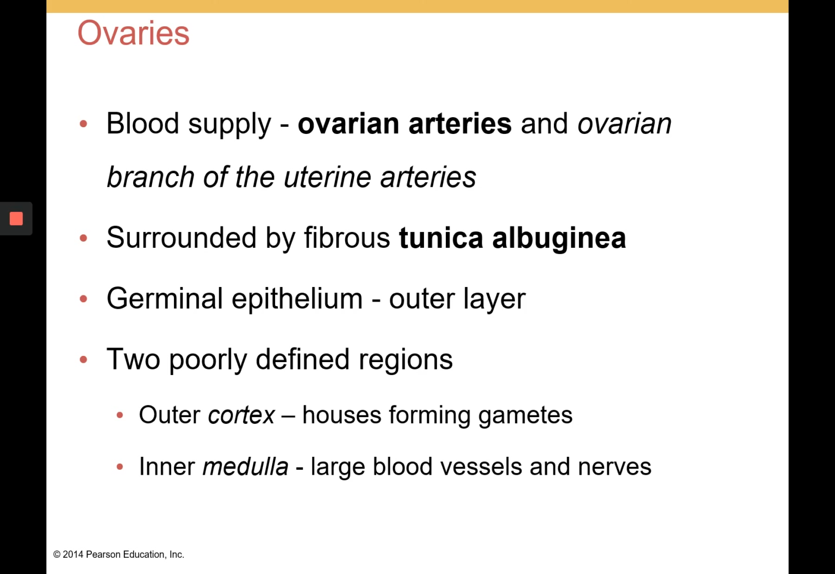Next, we're going to look more at the ovaries. The blood supply to the ovaries includes the ovarian arteries and a branch of the uterine arteries called the ovarian branch. The ovaries are also surrounded by a fibrous tunica albuginea, and they have an outer layer of germinal epithelium. They have two poorly defined regions, an outer cortex and inner medulla. Keep in mind, it is very poorly defined.